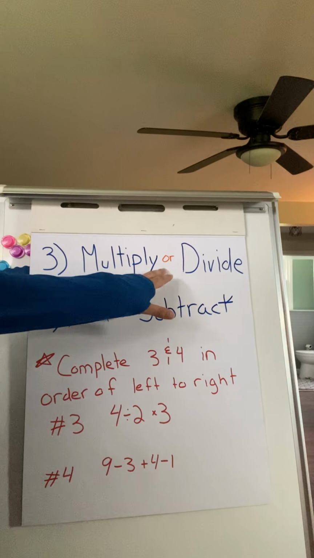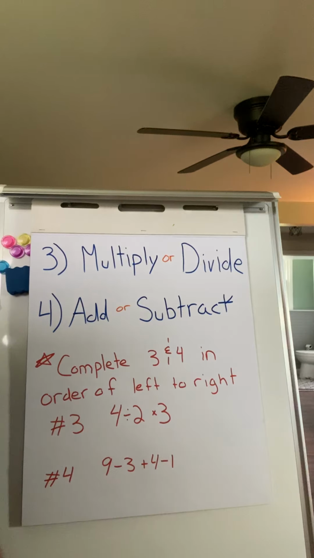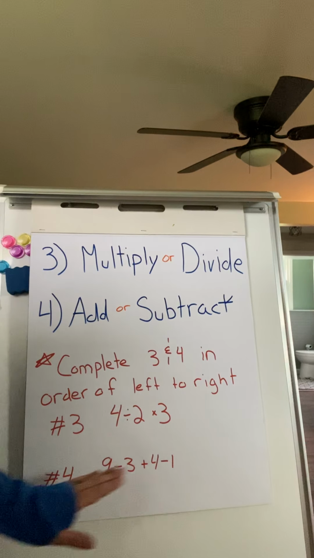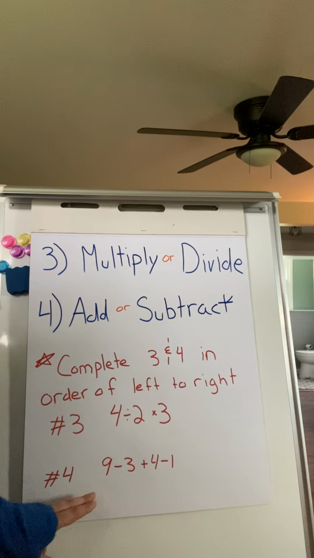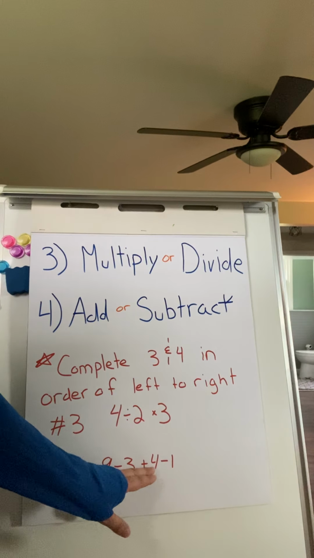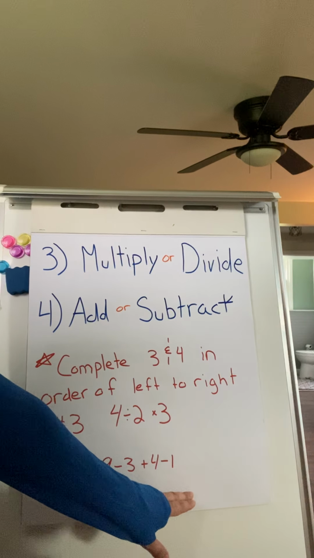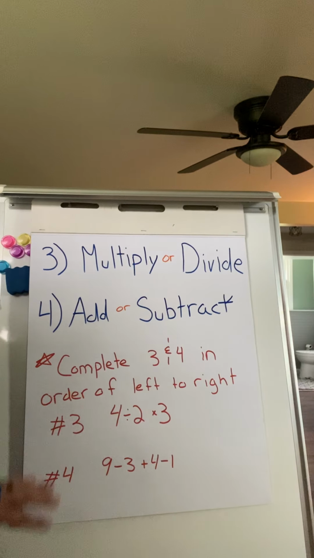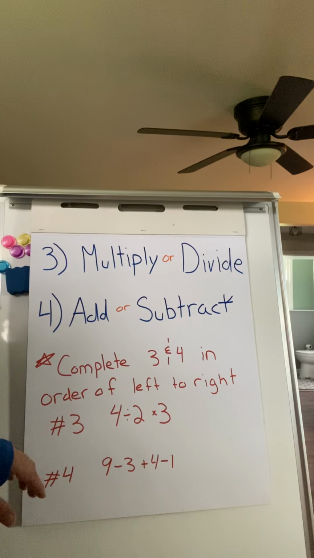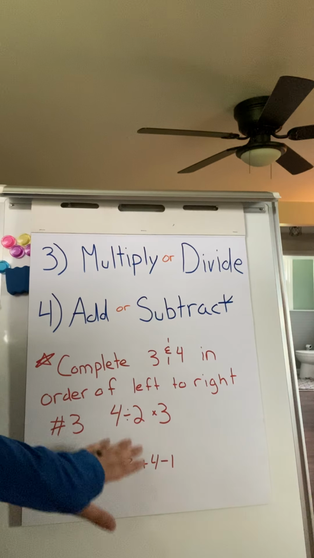So either multiply or divide, whichever comes first, left to right, okay? And that's the same with step number 4 when we're adding or subtracting. Whatever comes first, left to right, we would solve. So first thing you would do is 9 minus 3 would get 6, plus 4 would be 10, minus 1 would be 9, okay? So that's what that "or" is there for. That doesn't mean multiplication comes first, left to right. It just means whichever one comes first, left to right, we solve.